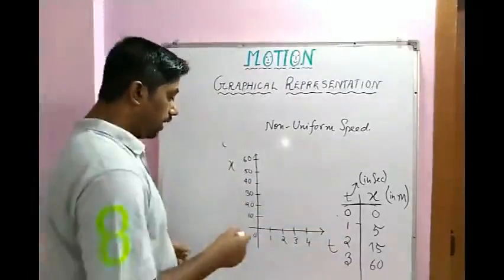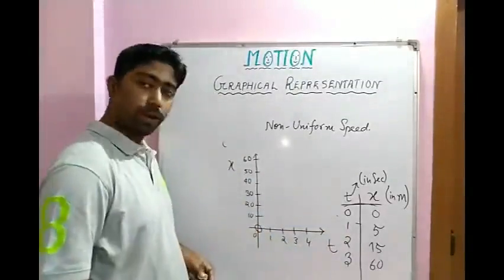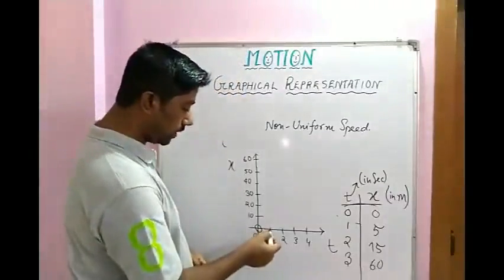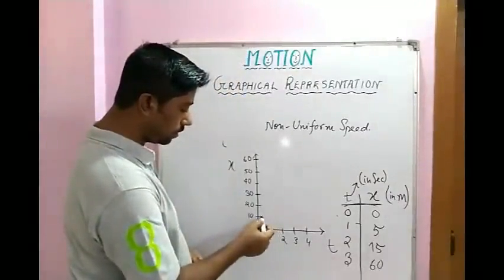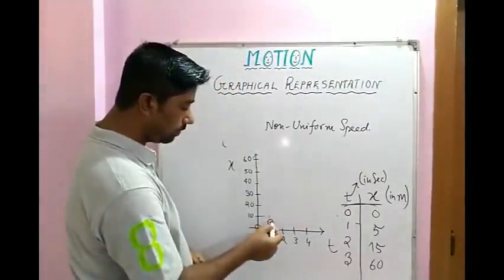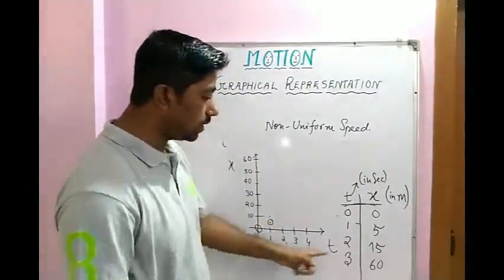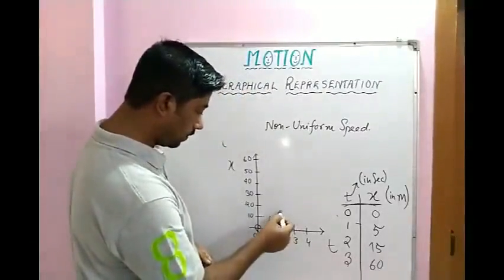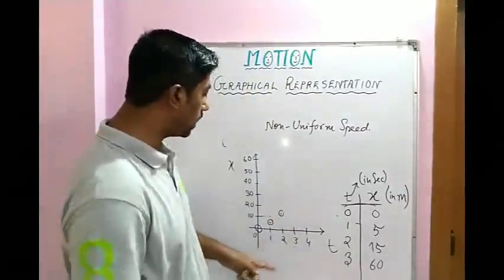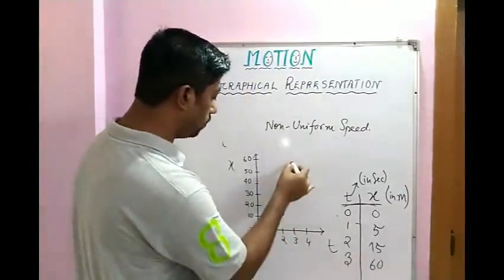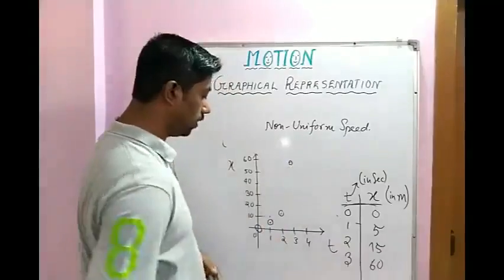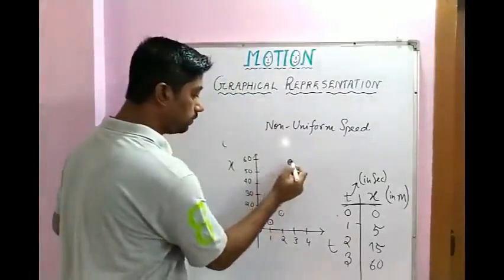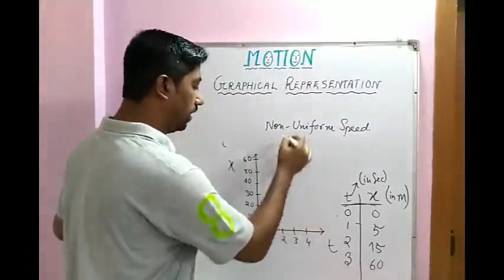So at t equal to 0, x equal to 0, so this is easy, this point. At t equal to 1 second, distance is 5 meter. So 1 second, distance is 5. The first division shows this is 10, so this will be 5. At 2 seconds it is 15. At 2 seconds it has suddenly jumped to 15. That means here 15. But at the third second suddenly it jumps to 60. Okay. So what is important here? You will see that the graph is somewhat like this.